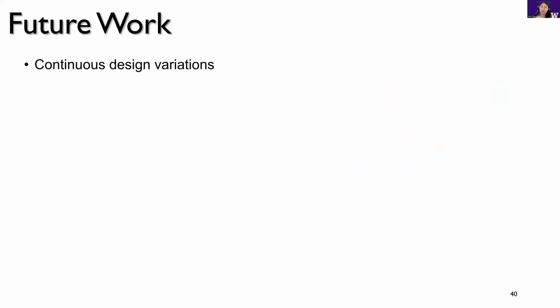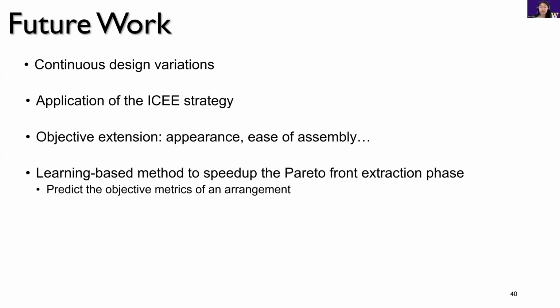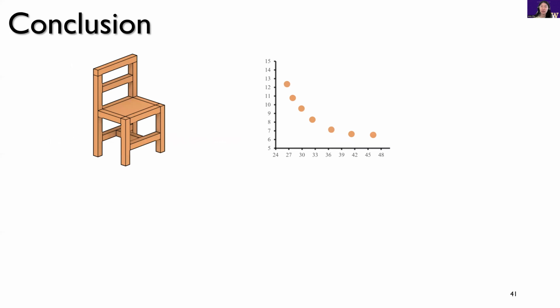One interesting direction for future work would be to support continuous variations in the design space. We are also interested in finding other good applications of the ICEE strategy. Another direction we are eager to explore is how to extract the Pareto front while considering other objectives such as ease of assembly or appearance. Finally, we would like to explore learning-based methods to speed up the extraction process.